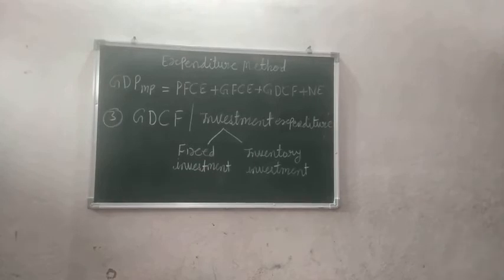So fixed investment refers to expenditure by producers on the purchase of fixed assets like plant and machinery. Economists often classify fixed investment as business fixed investment, investment by the household in terms of construction of houses, and third one is public fixed investment or fixed investment by the government, like expenditure by government on the construction of roads, dams, bridges, etc.